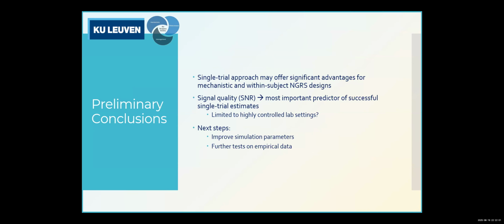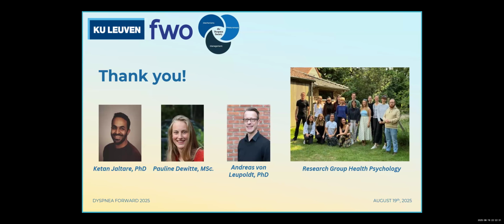So from this, we can conclude that single trial approach may offer significant advantages for mechanistic and within subject NGRS designs. However, because signal quality is key for successful single trial estimates, this approach might stay limited to only highly controlled lab research. Now, our next steps are to figure out if our simulation can actually be improved to become more realistic and to do further tests on empirical data. So, to be continued. And with that, I thank you for your attention, and a huge thank you to my collaborators and research group. I'm happy to take any questions.